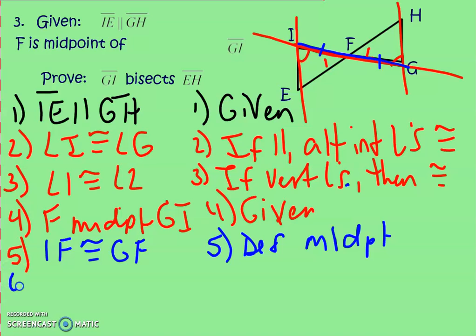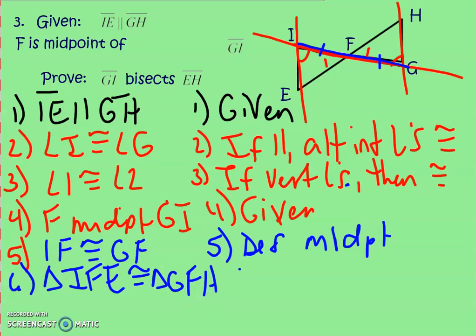So then I can say my triangles are congruent. And again, I have to make sure I get my corresponding parts matched up. So triangle IFE is congruent to triangle GFH. And that would be by angle side angle. And there are other ways to prove these two triangles are congruent, but the way I used is angle side angle, so that's what we're going to show.